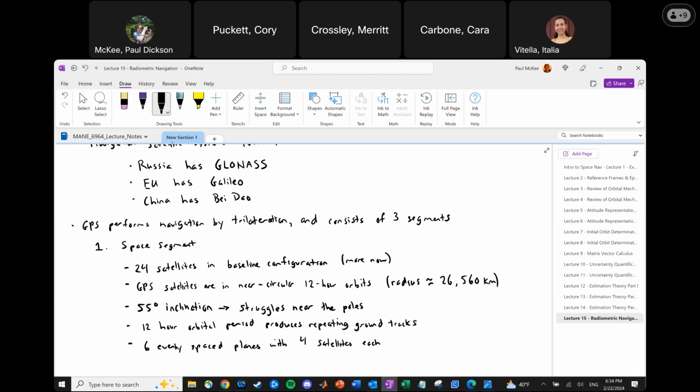And yeah, at any given time, you can see typically 4 or more of those, which is great because that's the minimum number to solve for your position. So that's the GPS space segment. Let's get on to the GPS control segment. There we are.